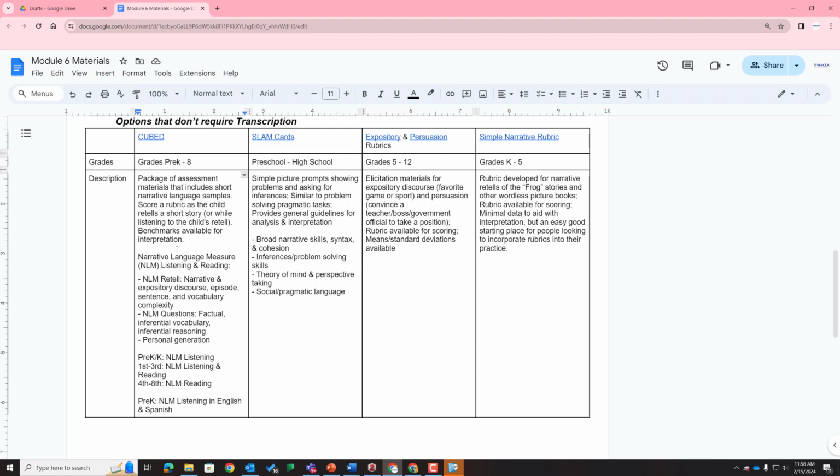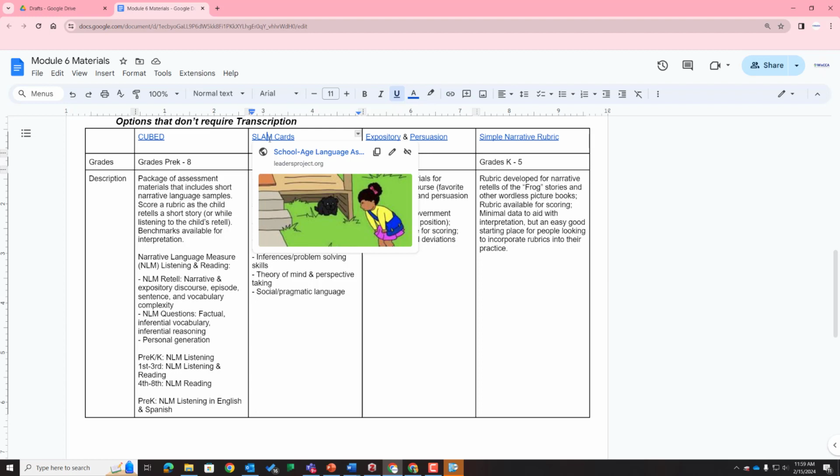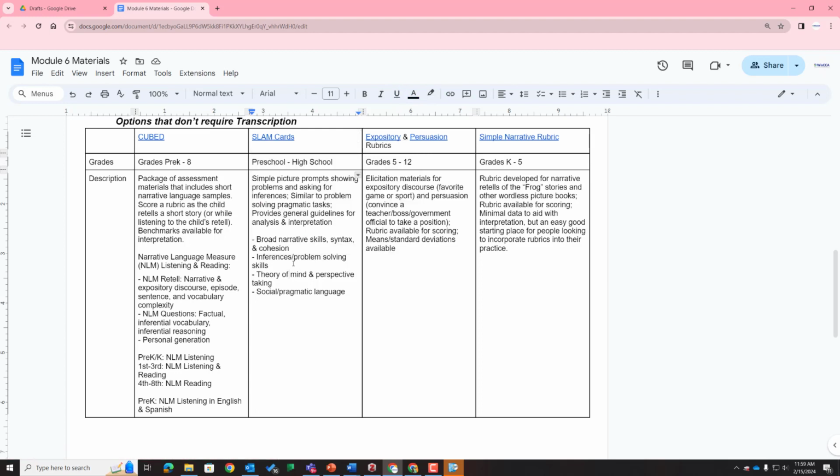If you're interested more in social pragmatics concerns, then we can look into the SLAM cards. So you've probably heard of the SLAM cards. This is from the Leaders Project. And it's a simple picture prompt, and it's showing problems, asking for inferences. It's kind of similar to some of those social pragmatic hypothetical tasks. It gives you broad insight into narrative skills, syntax, cohesion.